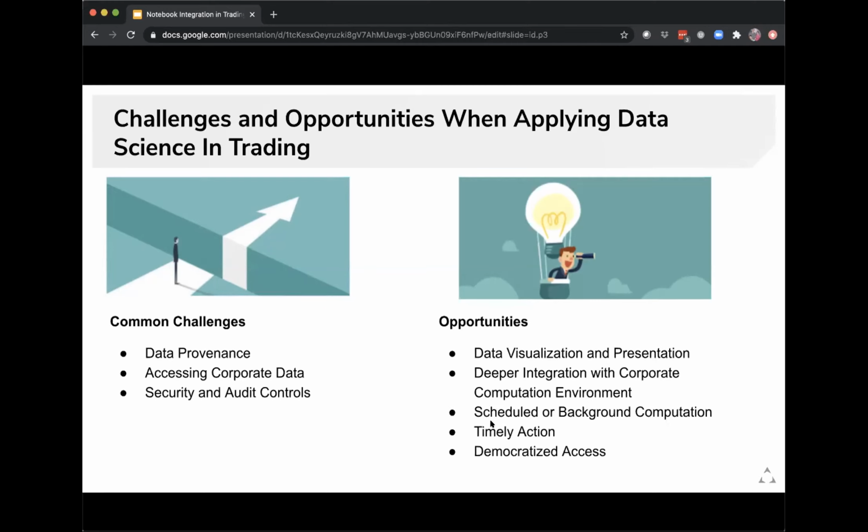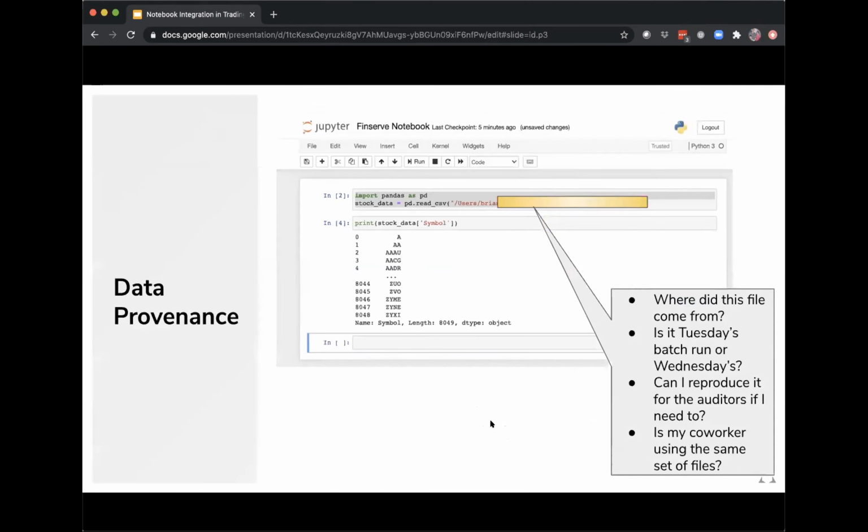And then democratized access, right? So why is it that only my data scientists or the people that have access to the notebooks? You know, why shouldn't everybody be able to benefit from the computations or the learnings that these people have uncovered? So let's start with data provenance, right?